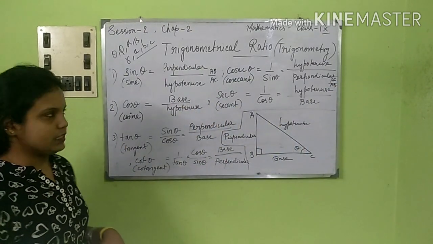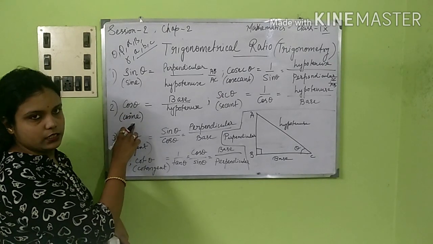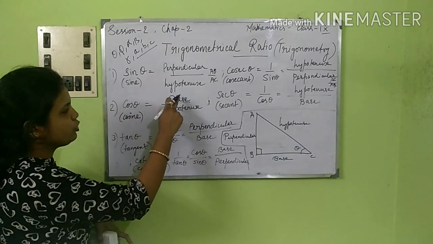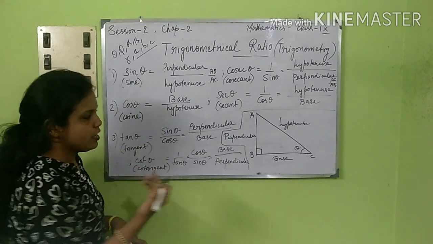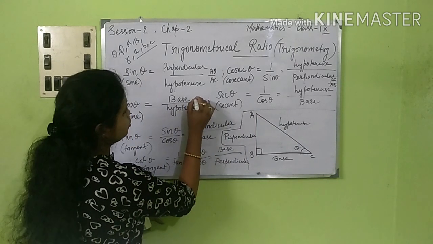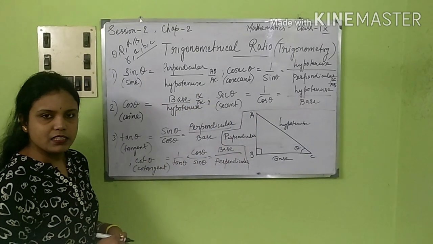Next, coming to cos theta. This is cosine, and we call it in short cos. Cos theta is equal to base by hypotenuse. Now which is the base here? BC by AC. So we get here BC by AC, right?